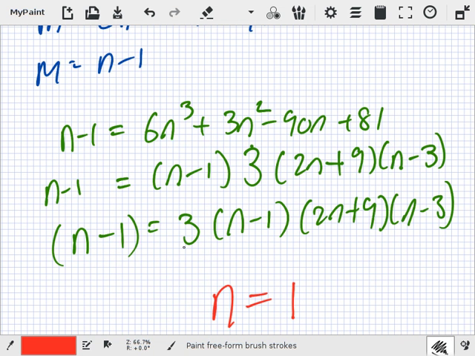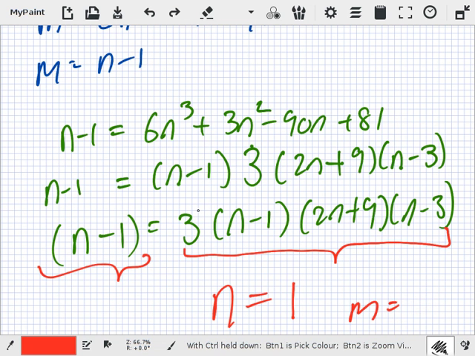Because if n is equal to 1, what will this equal? 0. And what will this equal? 0. And if n is equal to 1, m will equal 0. Anyways, I didn't ask for m, I just asked for n. The n is 1. Now, n is not 3, because although 3 will make this side 0, it doesn't make this side 0. And you can't divide by n minus 1.